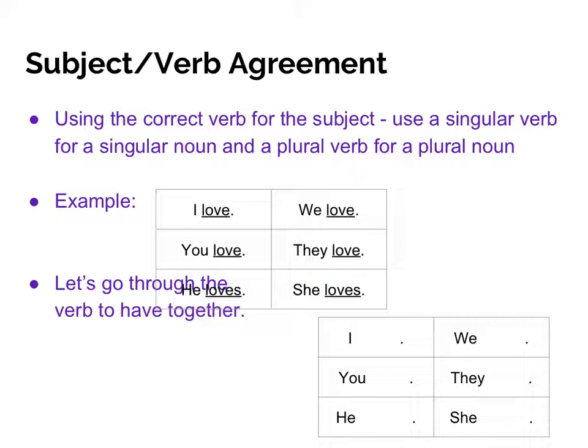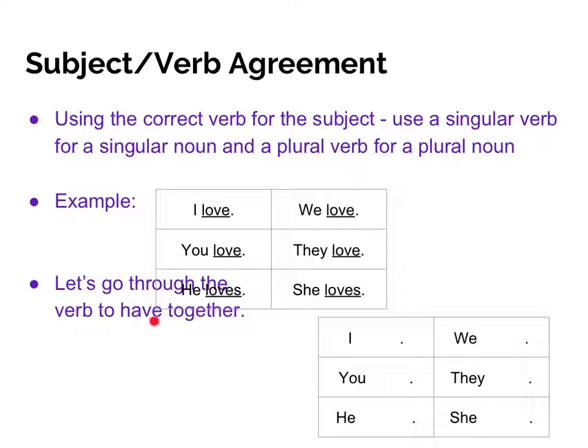Now, right above that, you will see subject-verb agreement on page 8. So subject-verb agreement is using the correct verb for the subject. So you use a singular verb for a singular noun and a plural verb for a plural noun. For example, I love, you love, he loves, we love, they love, she loves. So you might notice the pattern that you add an S when it is in the third person. All of the other subjects, you do not add an S.